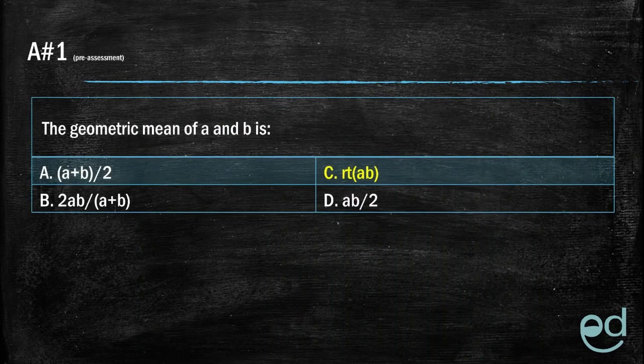And the correct answer is C, square root of AB. Letter A is an arithmetic mean, while letter B is a harmonic mean.